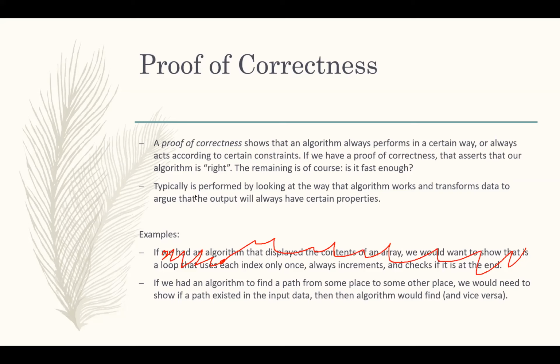So the proof of correctness is just showing that our algorithm is doing what it's supposed to be doing.